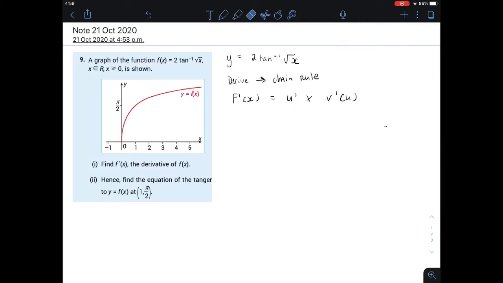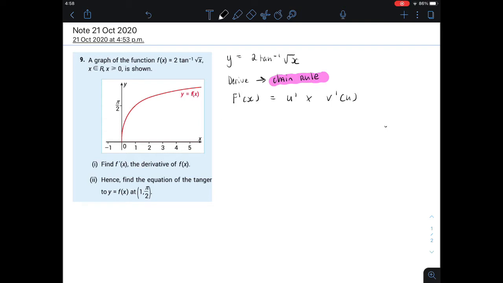Hi guys, just looking at the solution for question 9, exercise 13.8. Y is equal to 2 times the inverse tan of root x. And the first thing we're asked to do is derive our equation. So in this case, we have one x value. We are looking at the chain rule to derive it.